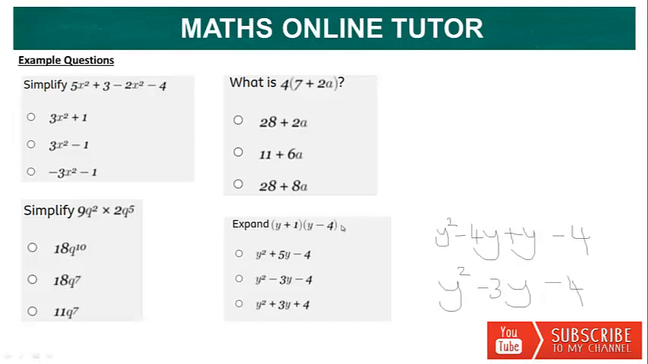Last question. Expand the double brackets. Each term in the first set of brackets is multiplied with each term inside the second set of brackets. y times y is y squared. y times minus 4 is minus 4y. Plus 1 times y is plus y. Plus 1 times minus 4 is minus 4. Now I collect the like terms. The y terms are like terms. So minus 4y plus y is minus 3y. Other terms I write as they are. So y squared minus 3y minus 4 is the final answer.